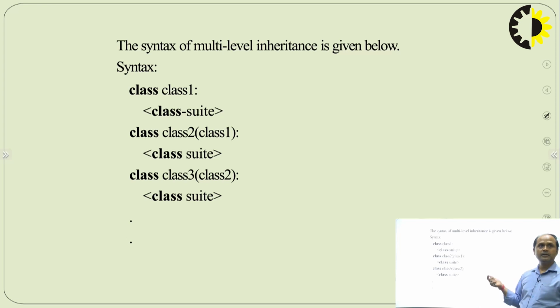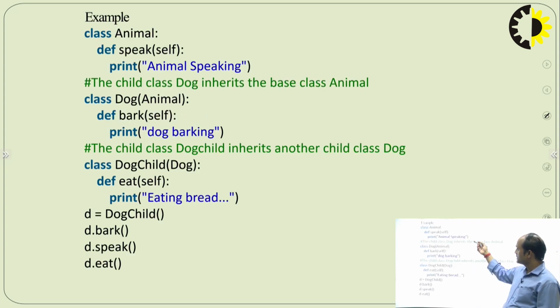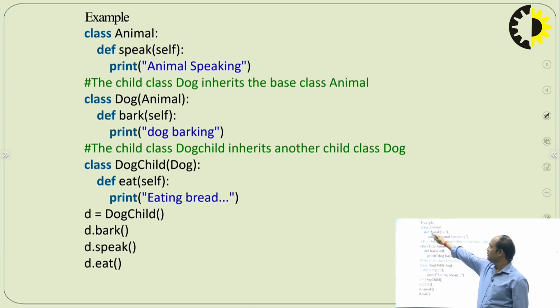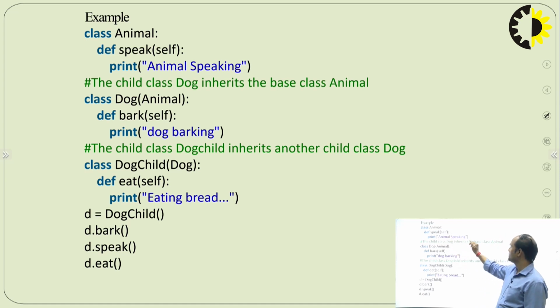This is the basic syntax of the multi-level concept. We can use class 1, class 2, class second, up to class n. An example of this is multi-level inheritance. Suppose we use class Animal, with a definition speak(self) that prints "animal speaking". This is the base class, and we can create the base class.